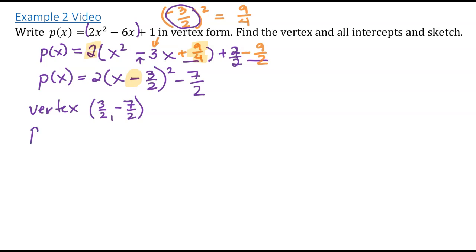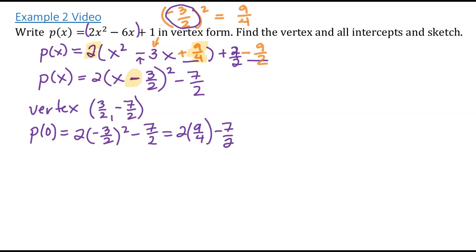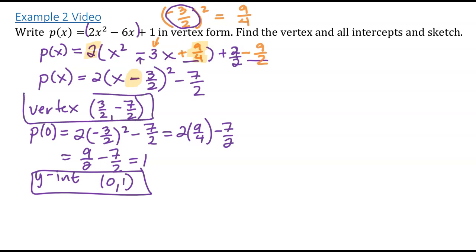For our y-intercept, I can find p of 0. So that's 2 times -3/2 squared minus 7/2, which is 2 times 9/4 minus 7/2, or 9/2 minus 7/2, which equals 1. So that's actually nice. My y-intercept is at 0, 1. I'm going to start boxing these so I can find them again.